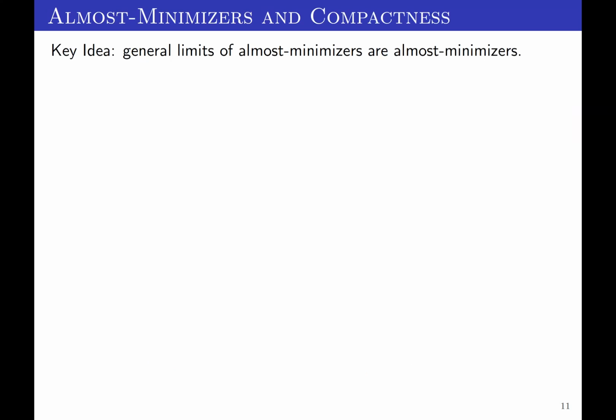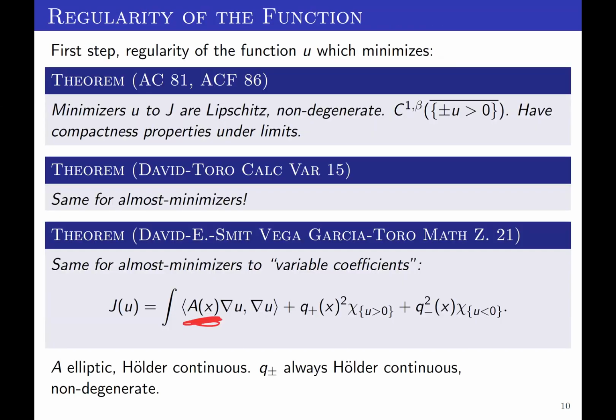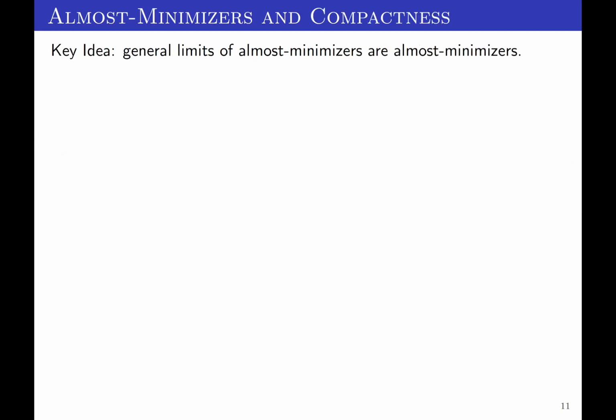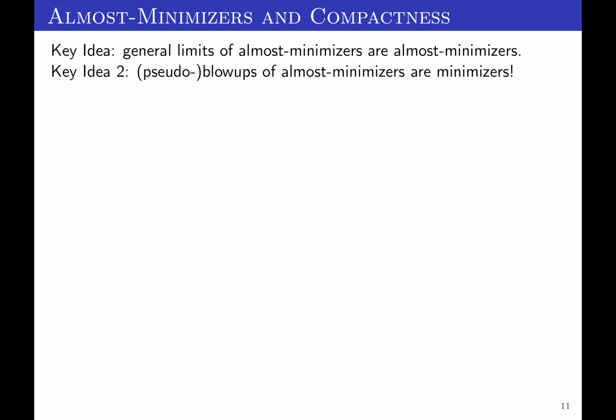Cool. So I really want to focus on this idea of compactness, which I mentioned briefly on the previous slide, but I didn't say out loud. It's really quite an important tool. The idea essentially is that when you take a limit of almost minimizers, you get an almost minimizer. And when you take a blow up limit, when you zoom in on an almost minimizer, you get an actual minimizer. So let me try to show you what's going on with the second idea.